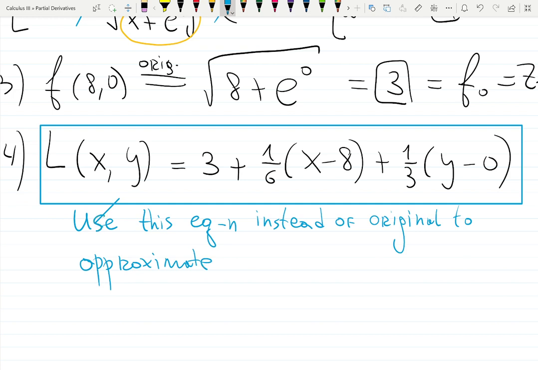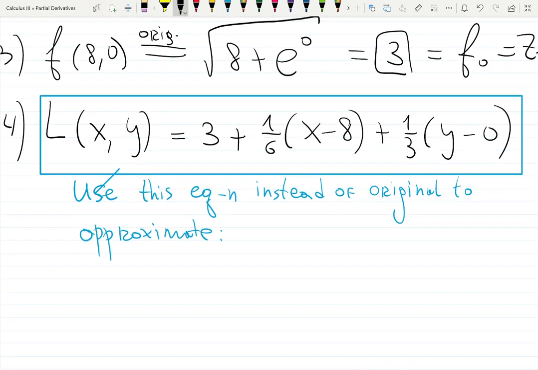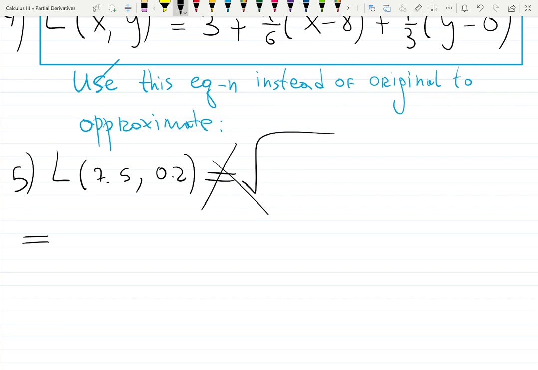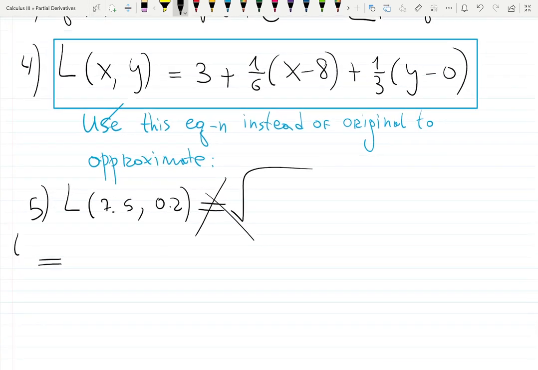We found something close to 8, 0, and now we can approximate things which are not too far, of course, because the surface can be folding around. Let me finish and I'll end the question in just a second. So they want us to approximate this nasty number 7.5, 0.2. Instead of plugging into the square root, we're not going to do that. We're going to plug it into this tangent plane. I'm going to say it's approximately the same thing.